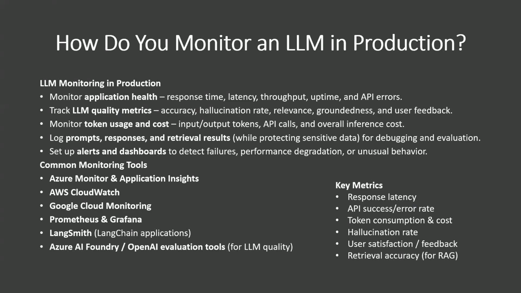LLM monitoring in production also includes monitoring token usage and cost, where input and output tokens, API cost, and overall inference cost will be looked into. We also observe logs of prompts, responses, and retrieval results, and set up alerts and dashboards to detect failures, performance degradation, or unusual behavior. By adopting these things, we can monitor the LLM in production.